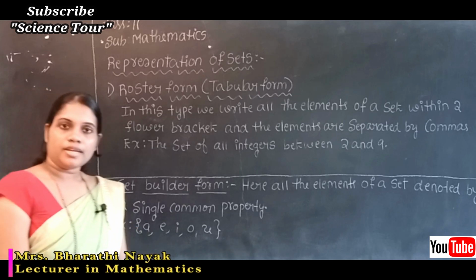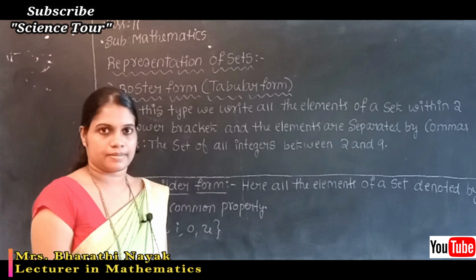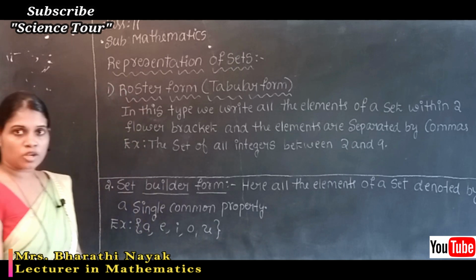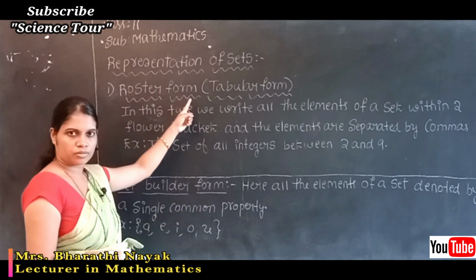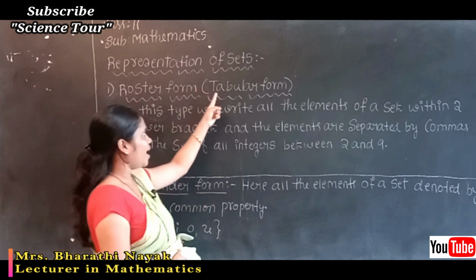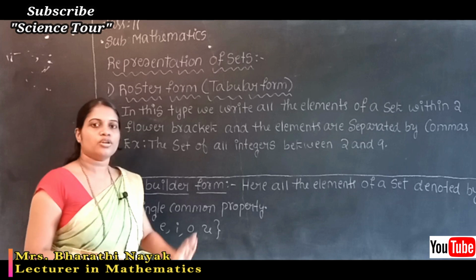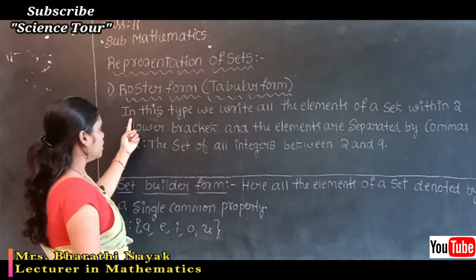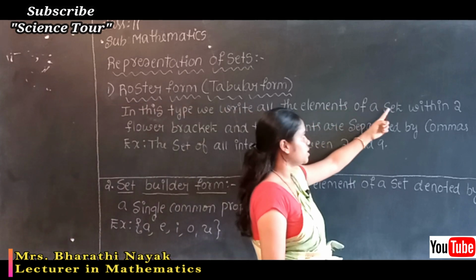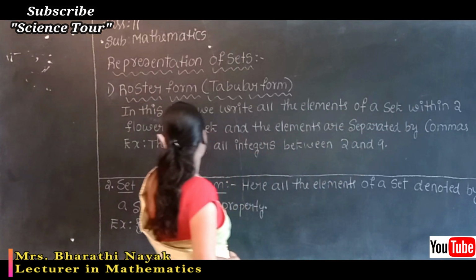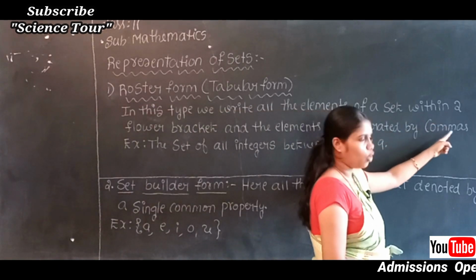So we'll move towards the next important concept, that is about representation of sets. There are two types of representing sets. The first one is the roster form. Another name for it is the tabular form. So what is this roster form? In this type, we write all the elements of a set within two flower brackets, and the elements are separated by commas.